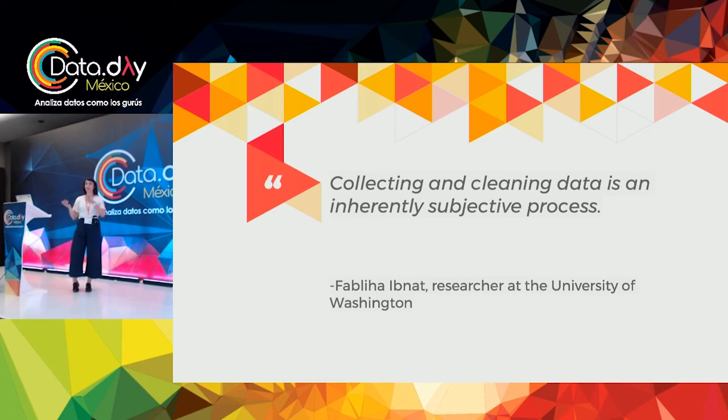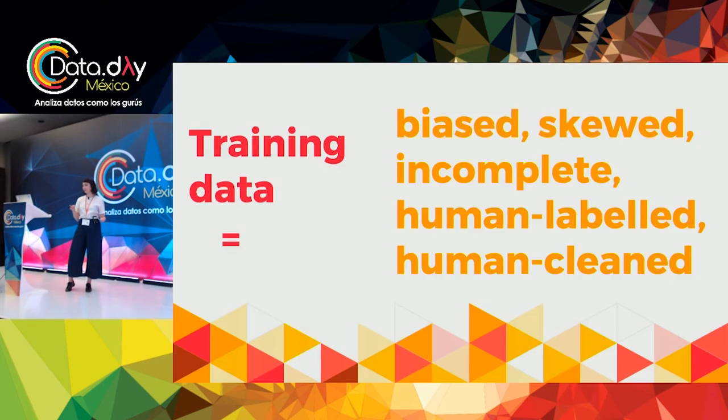Because data is collected in a certain way, and data is collected with a certain objective in mind. And if we're using that data to build a different model that's different from the way that it was collected, we might actually be misinterpreting what this data is trying to tell us. So the problem with training data is that it's biased, it's skewed, it's incomplete, it's human labeled, and it's human cleaned.